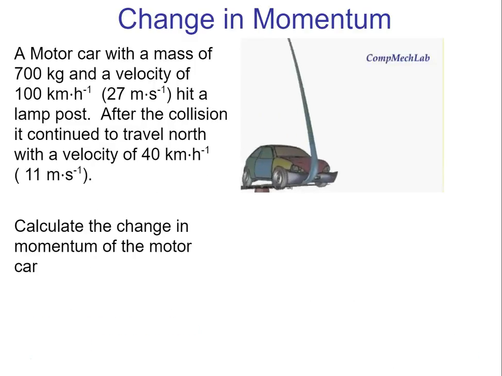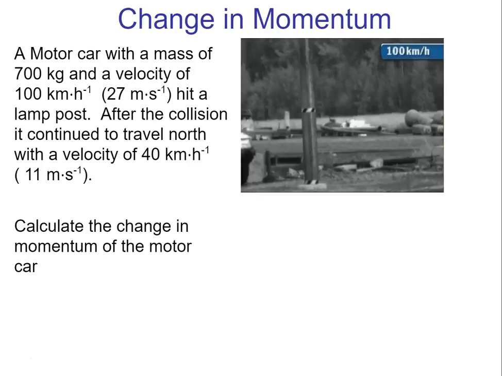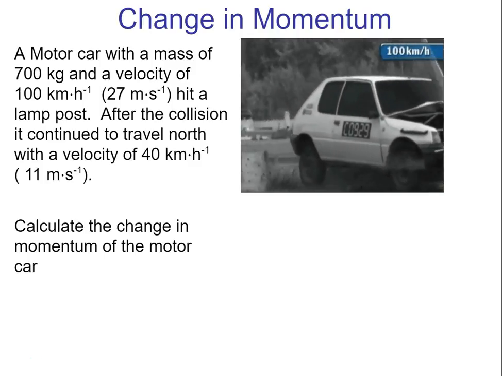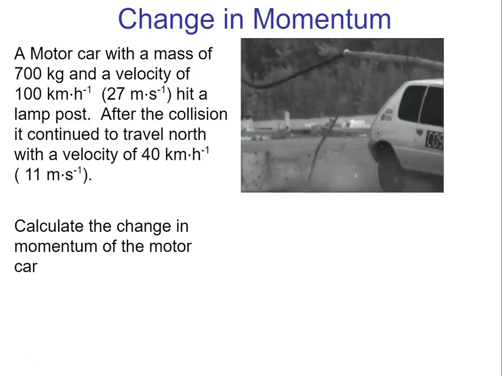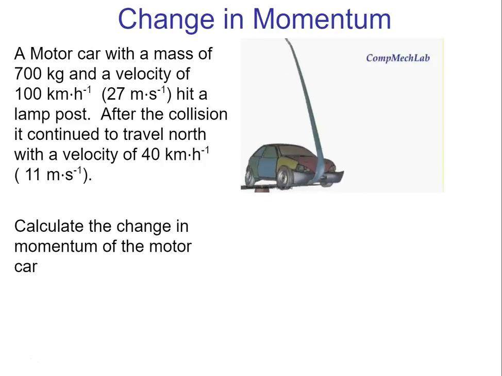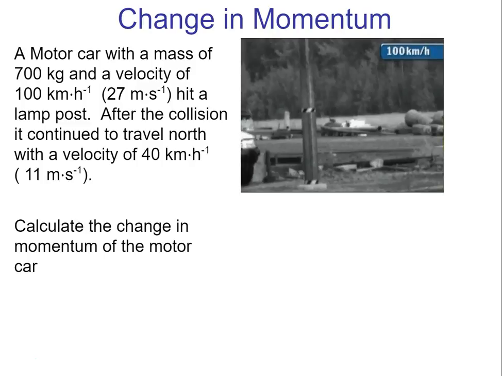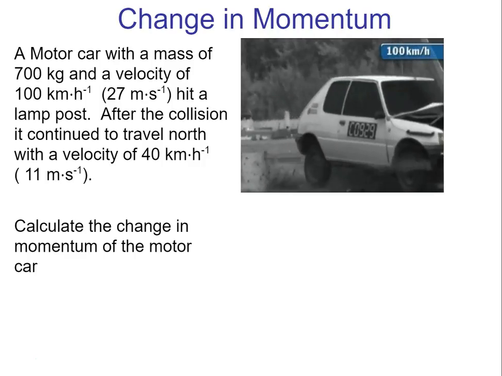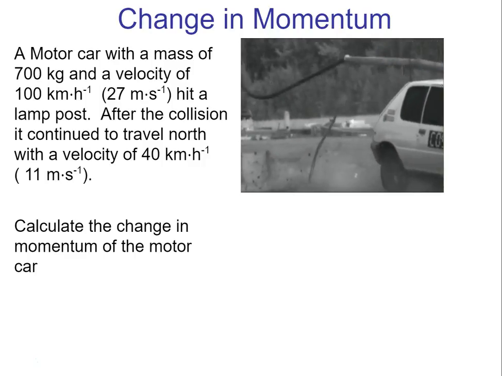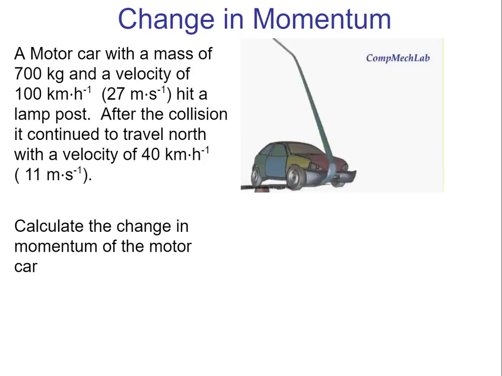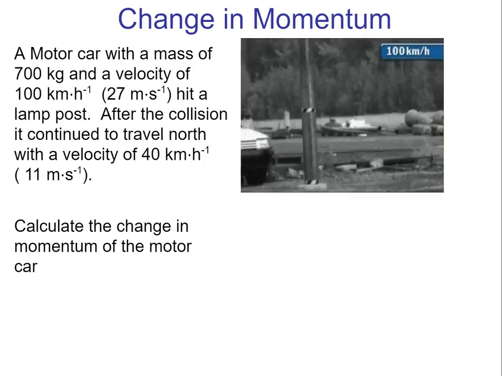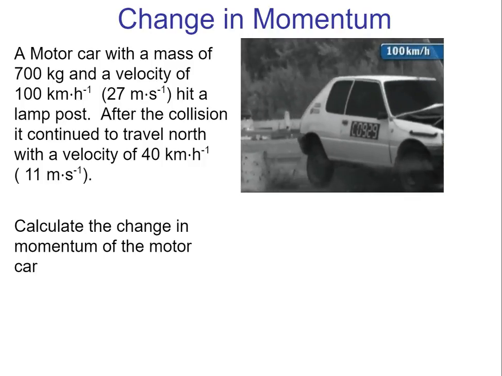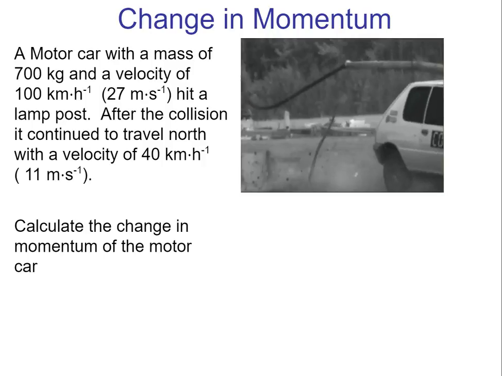Let's look at this different example. A motor car with a mass of 700 kilograms and a velocity of 100 kilometers per hour hit a lamppost. Now, I've deliberately included units in kilometers per hour because you that drive in motor cars know that when we talk about motor cars, we usually talk about kilometers per hour. However, kilometers per hour, we cannot use in a calculation. So we have to convert kilometers per hour to meters per second.